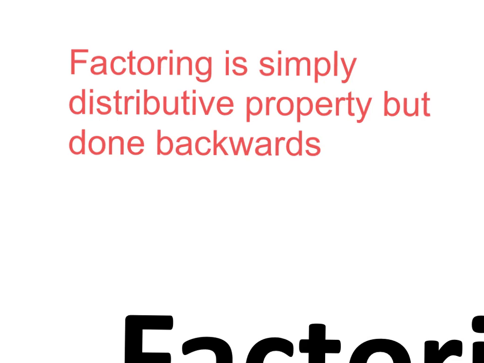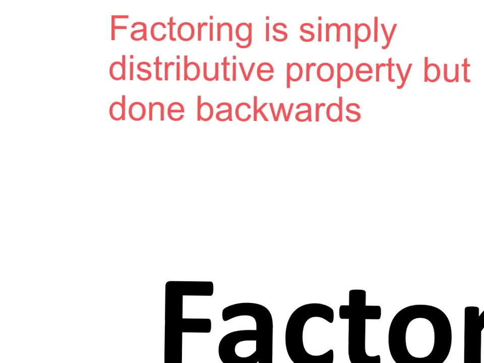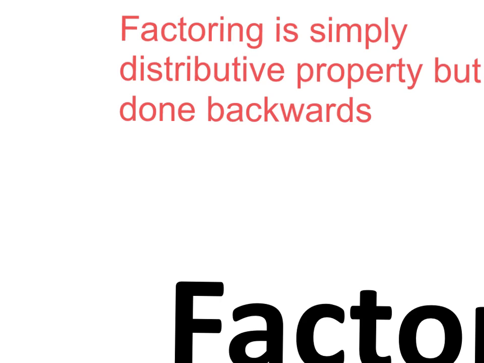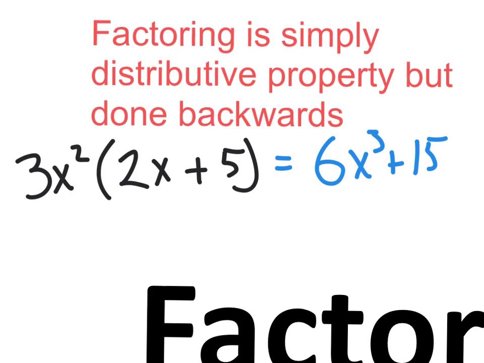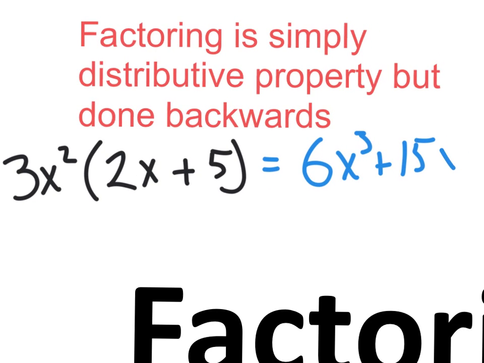Now, what do I mean by that? Well, let's first think about what distributive property is. Let's say I had 3x squared times 2x plus 5. If I were to distribute, what would my answer be? Whoops. 6x cubed plus 15x squared. You guys agree with that distribution problem, right? And that answer, right? Yes.